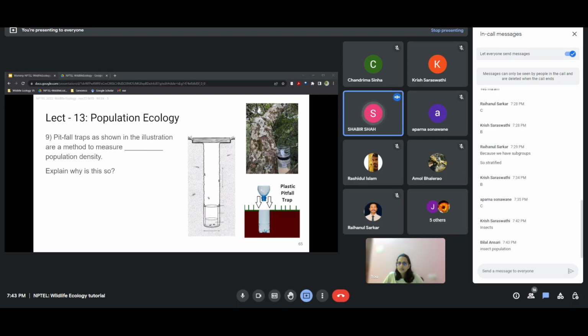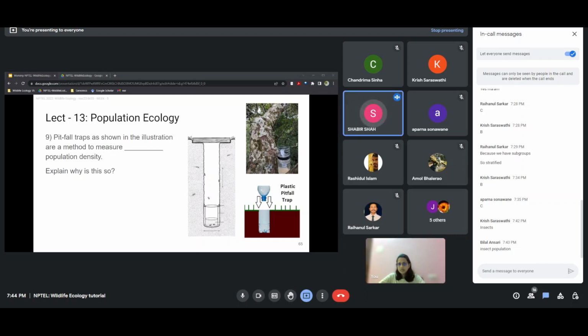Madam, because insects mostly have a nocturnal behavior, madam. I might not agree with you on that. You have insects that are active in the day and night. But sure. So how does this trap work? What is it actually doing? Madam, they try to avoid direct light. Sure. Yes.